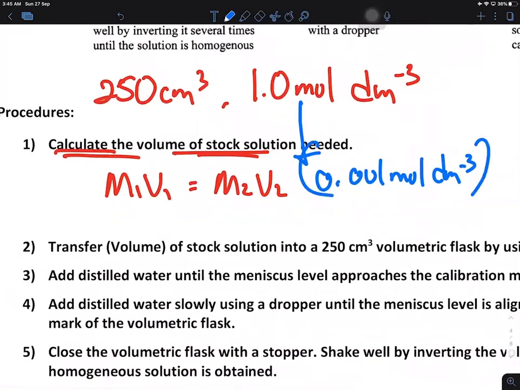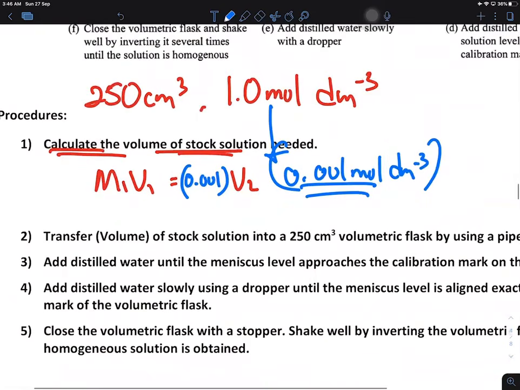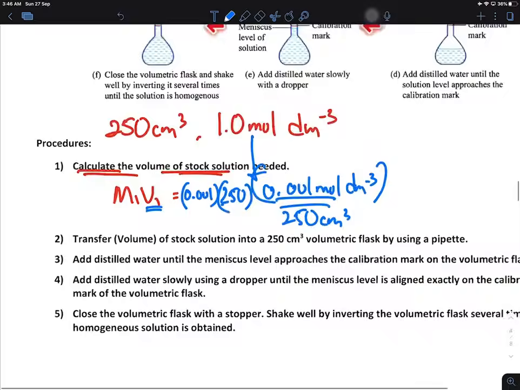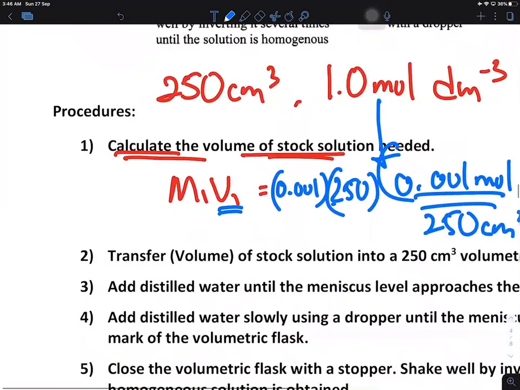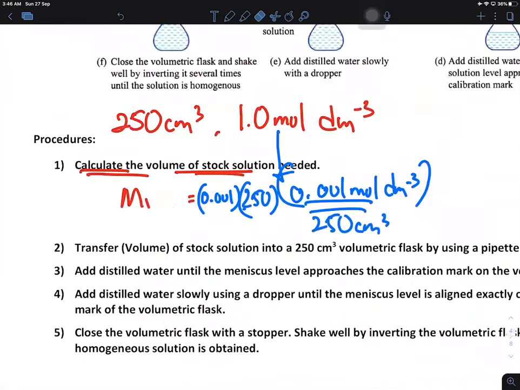I want this as my final concentration, so I put it into my M2, 0.001. Final volume, let's say I also want to drink the same amount, 250 cm cube. So my final volume will be 250. This one will be given in the exam, so don't worry. What you got to know is the initial volume needed, how much Ribena you got to pour into the cup. With the initial concentration, M1, 1.0.